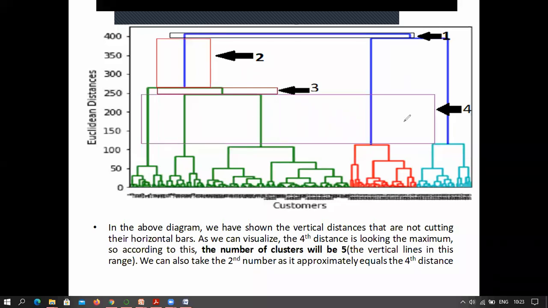Out of these rectangles, you need to find out which rectangle has the maximum height. You can say the second one and the fourth rectangle have almost the same height. So in this example, you can choose either 2 clusters or 4 clusters, but you can't take 3 clusters. Why? Because over here, the distance between them is very little. Here also the height of this rectangle is very little. So you can't take 1 and 3. You need to take either 2 or 4.